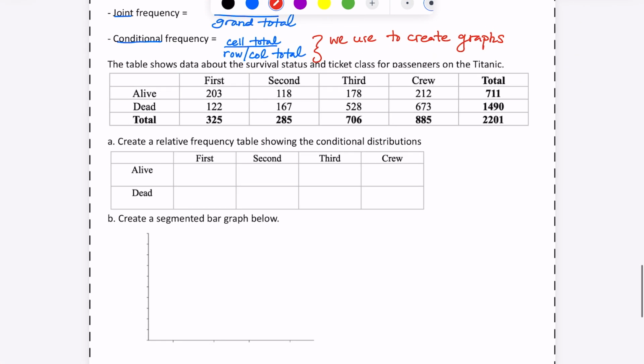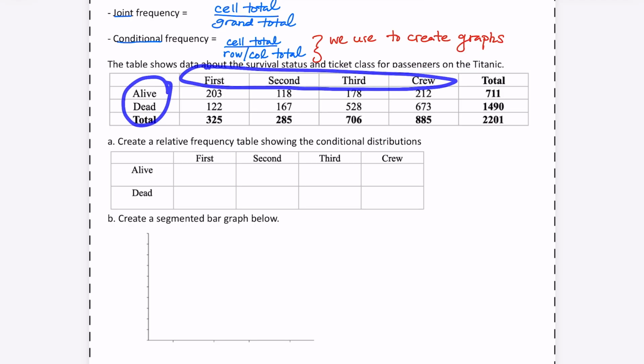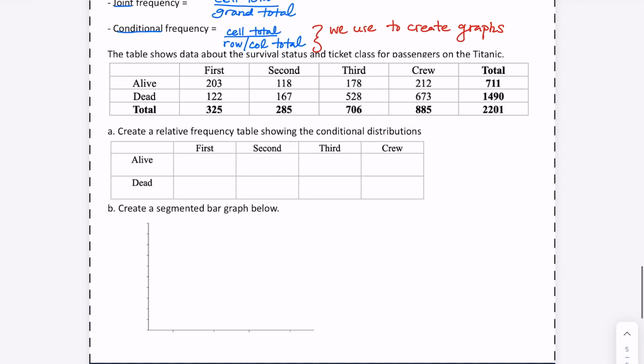And we're going to practice that here. So we have some data. Here is data of the survival status and the ticket class for passengers on the Titanic. So we have two variables, alive or dead, and the ticket class. And I want to know, is there a relationship between these two variables?